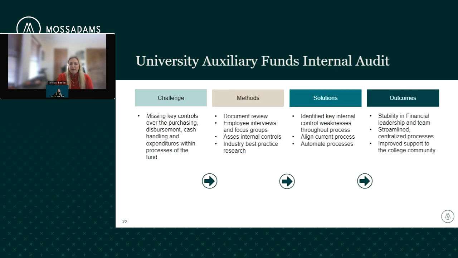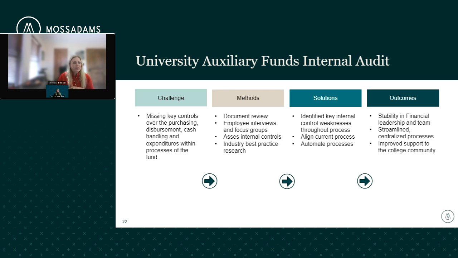Another one that I wanted to point out that we've done recently was over a university's auxiliary funds. And this was really important. I guess we should point out that it was a division, so there were multiple universities within the division. That was important because we were able to rely on the internal audit team that they internally have to look at a whole other university. This was a really tight project timeline that needed to be completed.